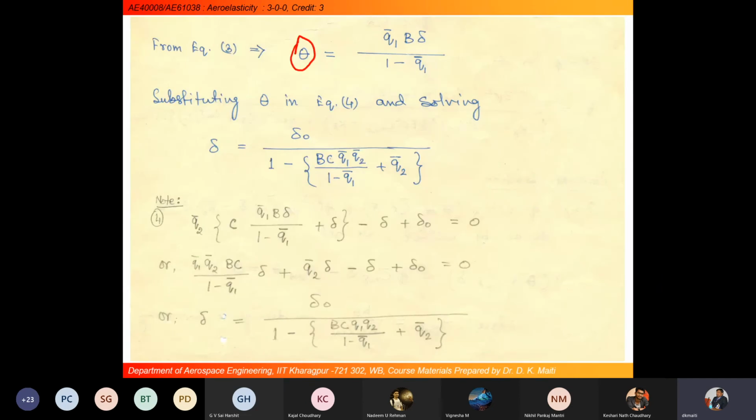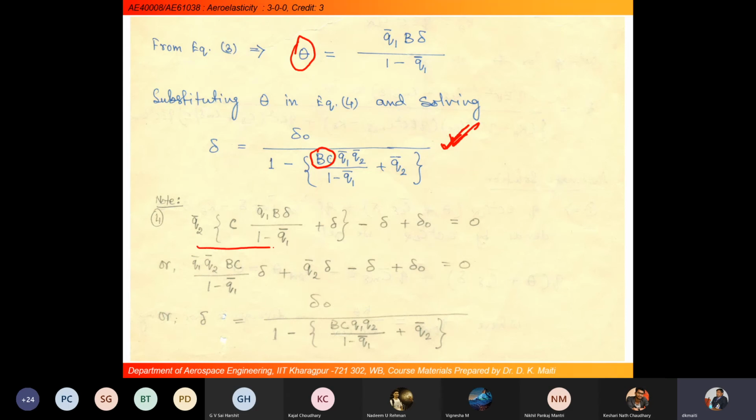So if you look at theta, after substituting theta in equation 4 and solving, we can get the value of delta. Delta is equal to delta naught divided by 1 minus BC into Q1 bar Q2 bar divided by 1 minus Q1 bar plus Q2 bar. This will be the value of delta.